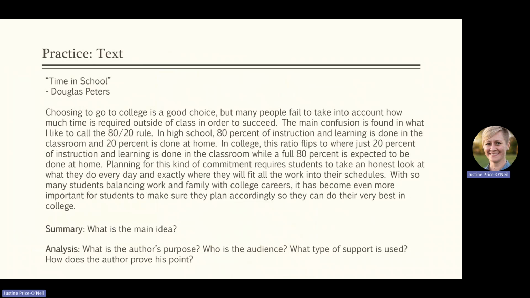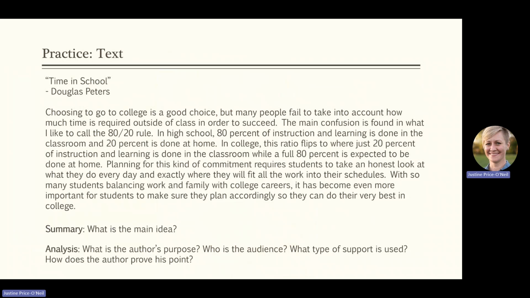Okay, main idea. Now for analysis, again, we dig a little deeper and consider maybe some questions like we see here about purpose and audience and support. So we might explore how the author is writing to show the significant time commitment that college requires. Maybe they are writing for people who are considering returning to school or starting college. And he uses logic with this 80-20 rule as evidence, right? And you might also here explore your own personal connection to the author's argument and whether or not you agree with what is stated here.